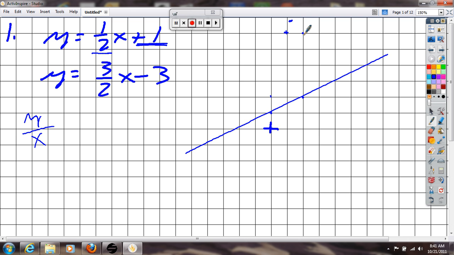All right, for the second one, we do -3 first. So we go back to the origin, and we go down 1, 2, 3, which is here. Then we go to the slope, which is up 3 and over 2. So we're going back up 3, which puts us back to the origin. 2 to the right is there. Take your straight edge and draw your line.